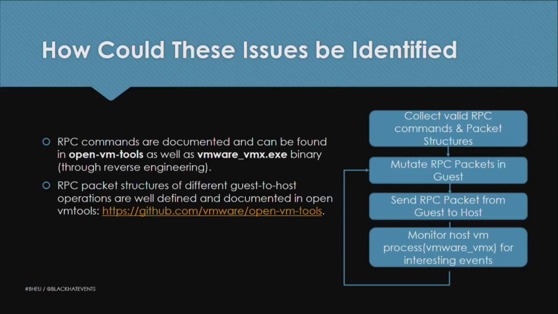The valid RPC commands can be easily collected from the open source component of VMware Tools, and you can also reverse engineer the VMware VMX process to find these commands. RPC structures are very well defined in the open source component of VMware Tools. And we have already seen how we can send a custom RPC packet from guest to host operating system. So we just need to implement a monitoring engine in the host so that we can craft a fuzzer for these RPC command handlers. We actually have no idea how these bugs were identified, but we think it can probably be a result of some semi-dumb fuzzing, and similar issues can be identified if we craft a fuzzer in this way.